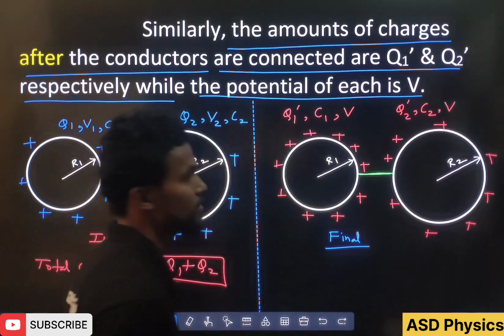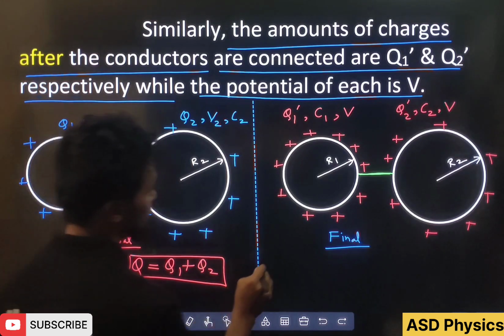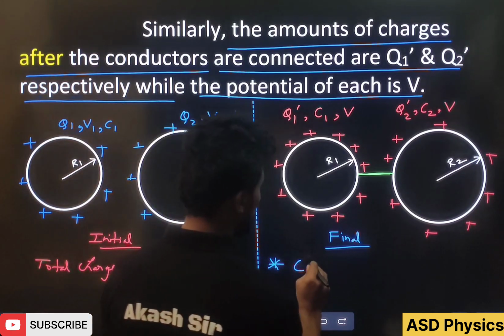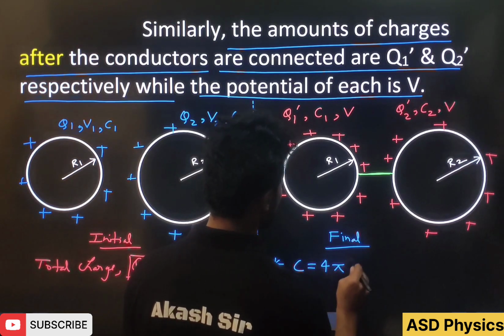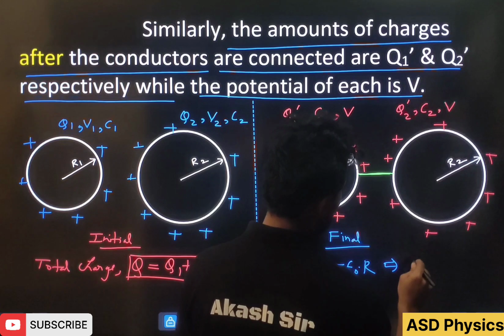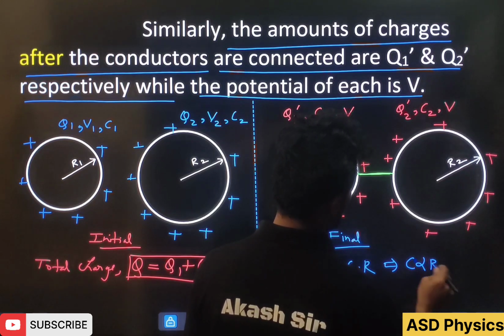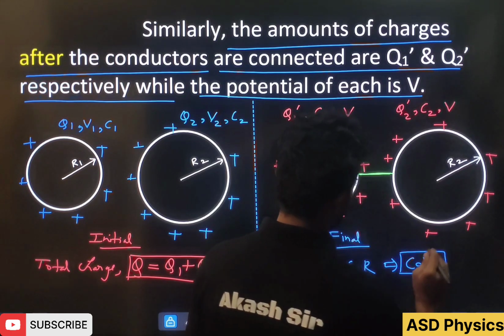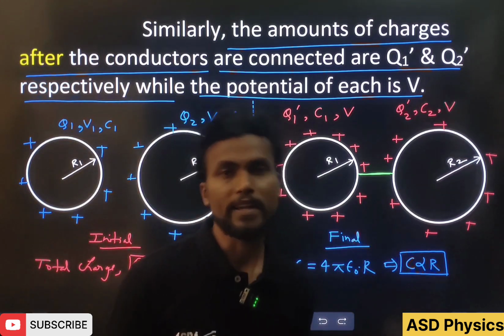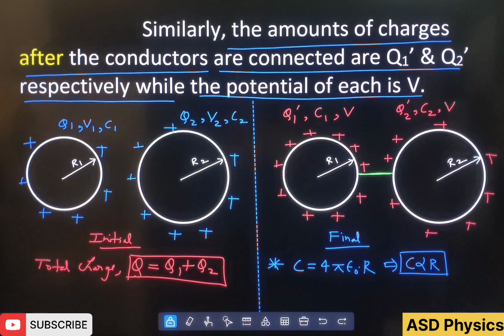Now remember one thing: here we will use the capacitance formula of the sphere. What is the formula of the capacitance? We can write C equal to 4 pi epsilon naught R, and you can see that this C is directly proportional to R. So wherever ratios of capacitance come, we can write the radius instead. So you can see very well the initial situation and the final situation.